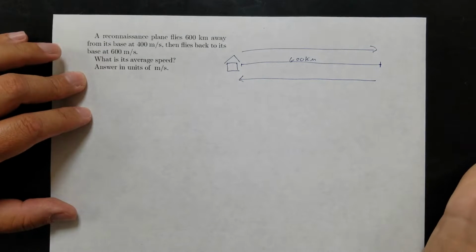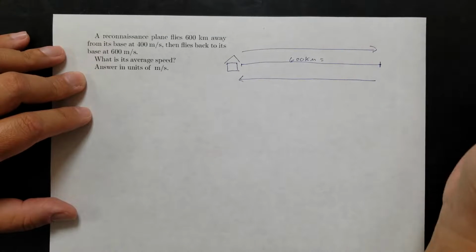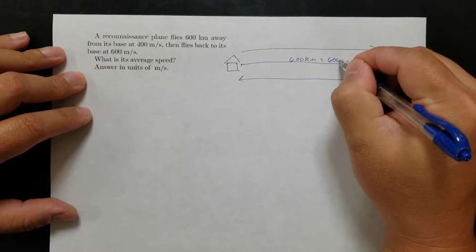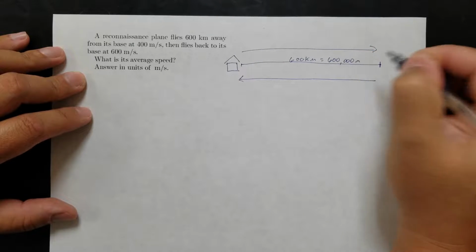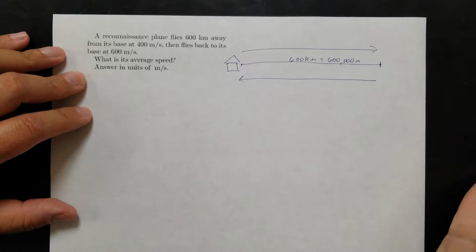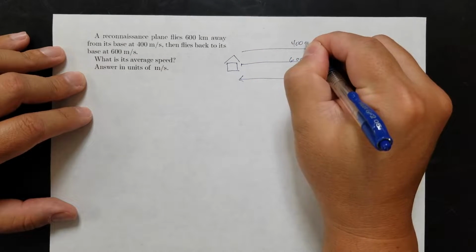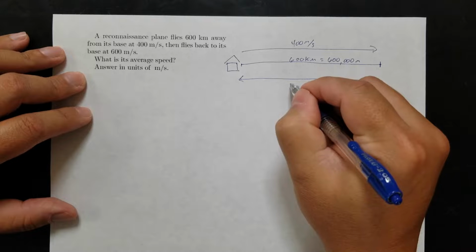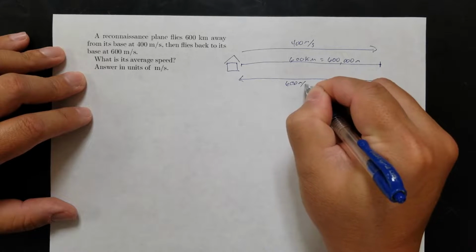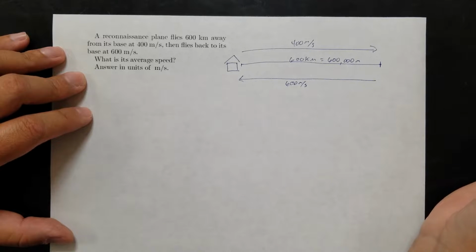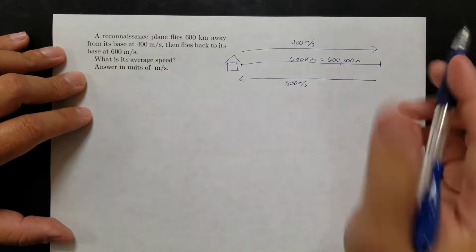So 600 kilometers, first off, I see kilometers, I need to convert that to meters, right? So that's 600,000 meters. That's the number I'm going to use. Okay, and so the plane went 400 meters per second forward, and it went 600 meters per second backwards, to the back home. And I'm trying to find the average speed.